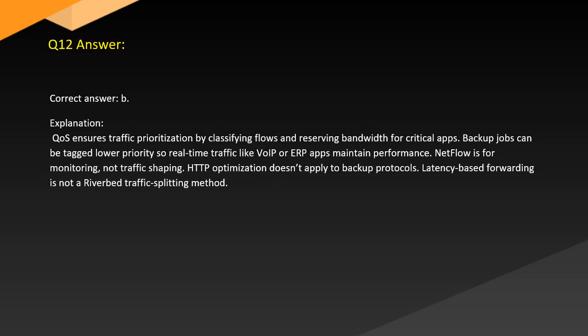Answer. Correct answer: B. Explanation. COS ensures traffic prioritization by classifying flows and reserving bandwidth for critical apps. Backup jobs can be tagged low priority so real-time traffic like VoIP or ERP apps maintain performance.